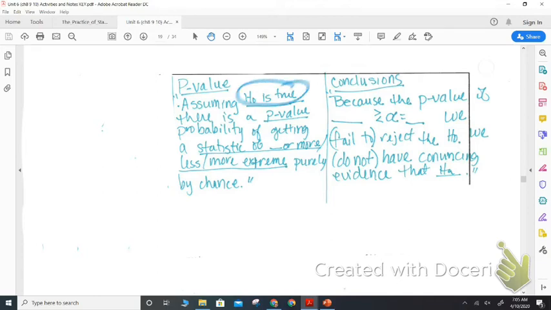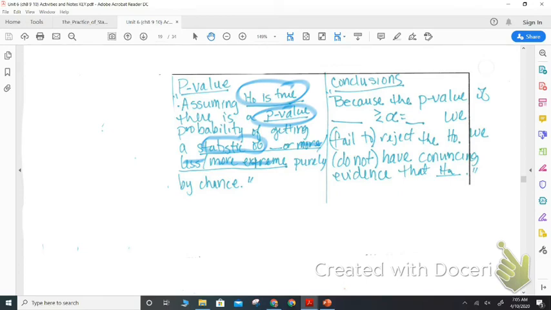Now, for "the null hypothesis is true," you're going to replace that part of this sentence with your context. And then your p-value, that will be some number. And then your statistic is what you got in your sample. And then whether you choose more, less, or more extreme, that depends on what your alternative hypothesis was in terms of greater than, less than, or not equal to.